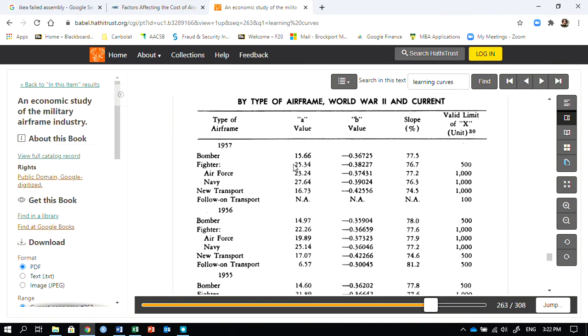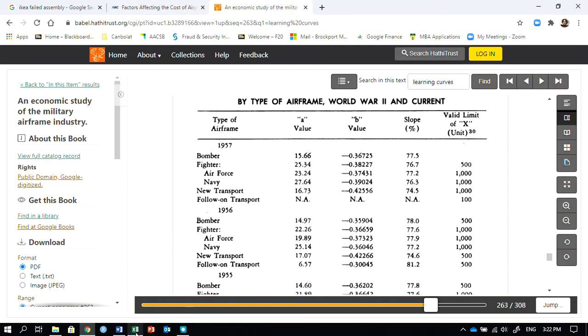Again, these are certain types of airplanes, and you're seeing here that there is a rate of decline for different types of airplanes. We want to find out what the rate of decline is for our projects, and when we find that out, we can take it into consideration, for example, if we need to do a project 10 times and want to know how many hours we need to spend on it. We should take the learning curves into consideration.